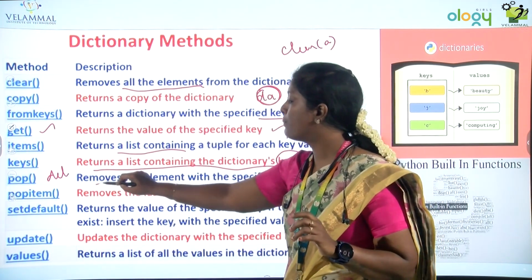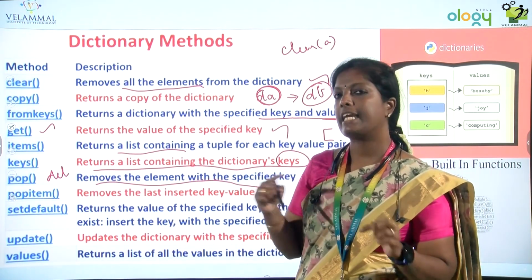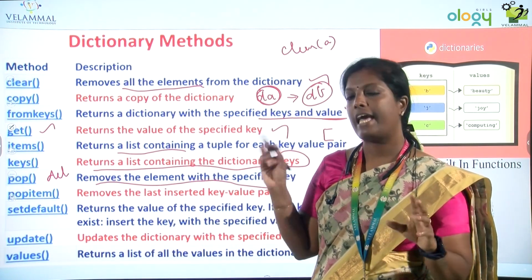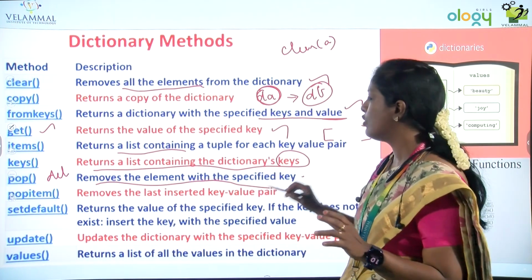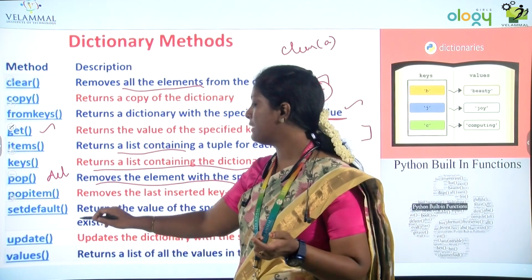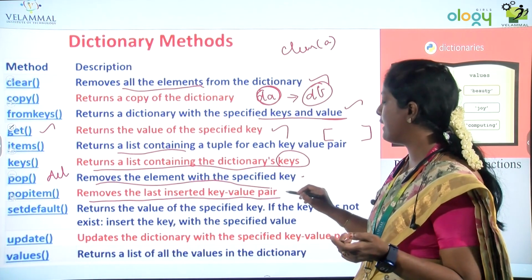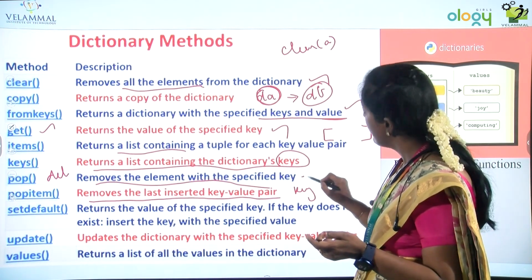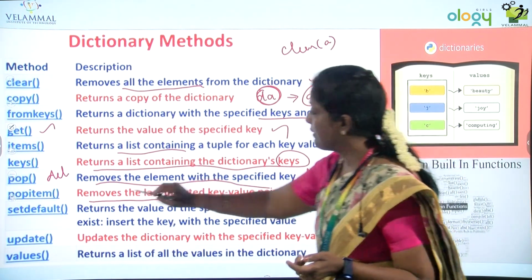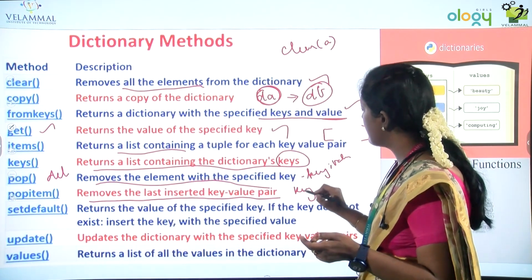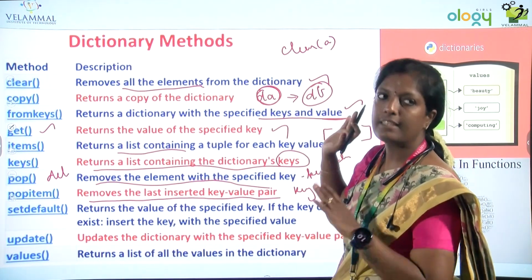So pop removes the element: you can specify the key and it pops out the value which is inside. Okay, it makes it empty, right? Fine. So you can pop out the element. A specific item can also be popped out. Popitem removes the last inserted key value pair. The entire key value pair will be removed. Even in the pop operation, the entire key value will be removed. Okay, popitem also removes the lastly entered, which is going to be the last element, 1 2 3 4, the last element will be removed.